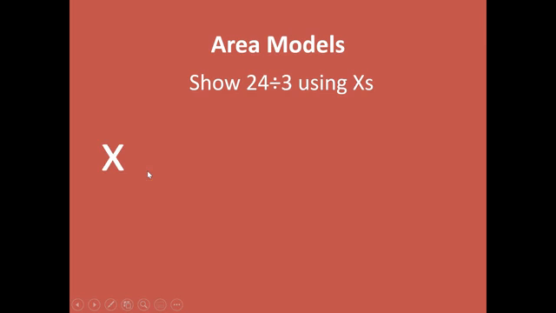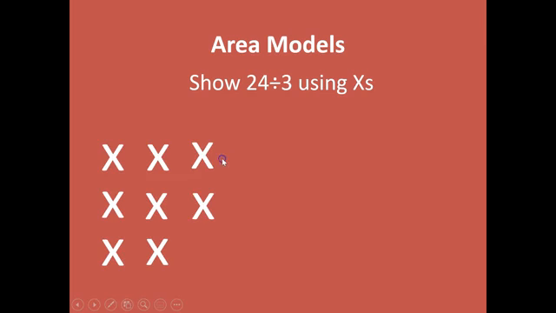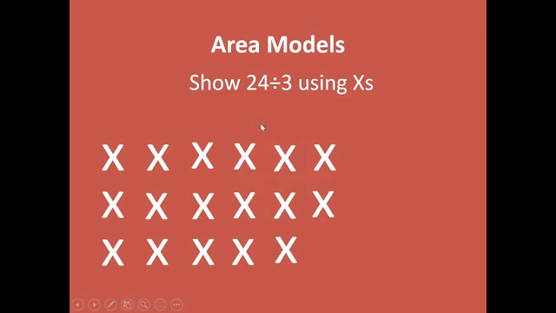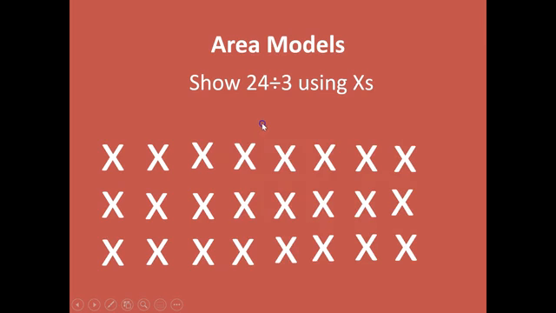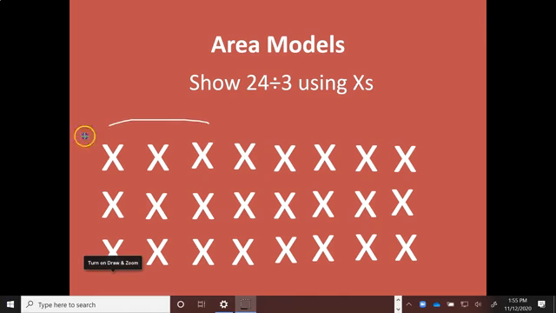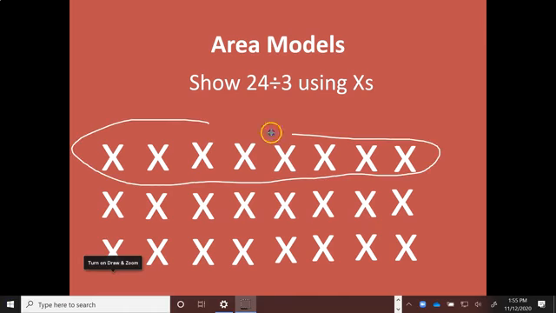1, 2, 3, 4, 5, 6, 7, 8, 9, 10, 11, 12, 13, 14, 15, 16, 17, 18, 19, 20, 21, 22, 23, 24. So I counted 24 x's and I'm dividing them into 3 equal groups.